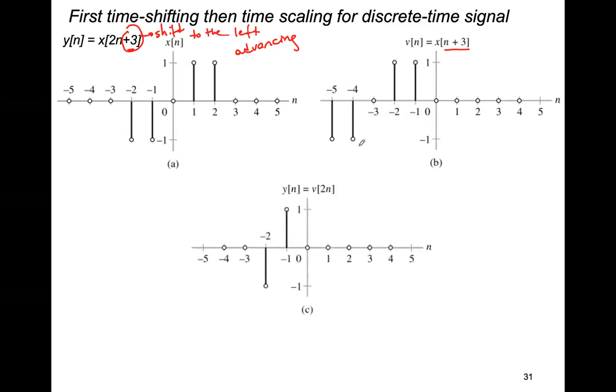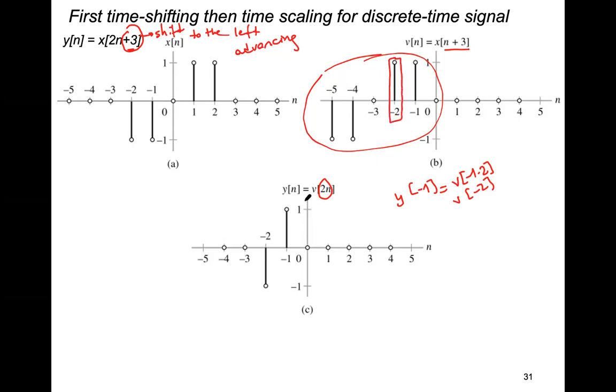Then we should think about 2n. And now I'm going to work on this signal. What should I do here? y of minus 1 will be equal to v of minus 1 times 2, which is v of minus 2. What is v of minus 2? It is over here. So minus 1, this value will go to this. Okay. How about y of minus 2? v of minus 2 times 2, which is equal to v of minus 4. Okay. What is v of minus 4? It is here, and it will go from here to this one.